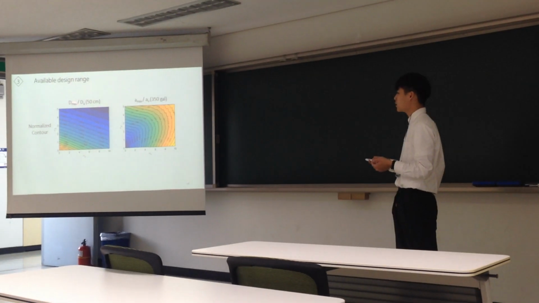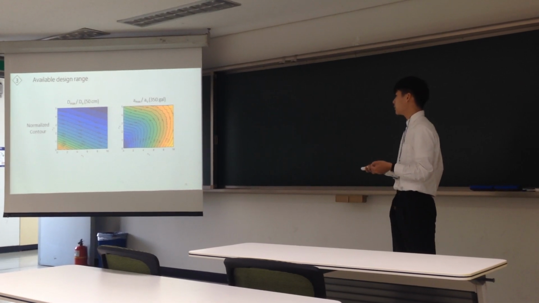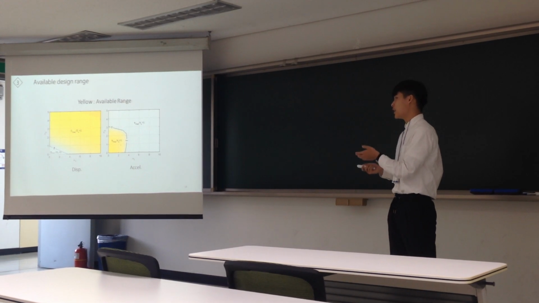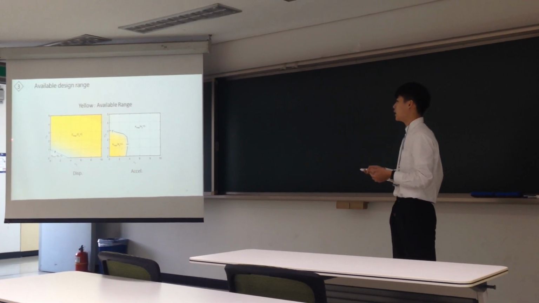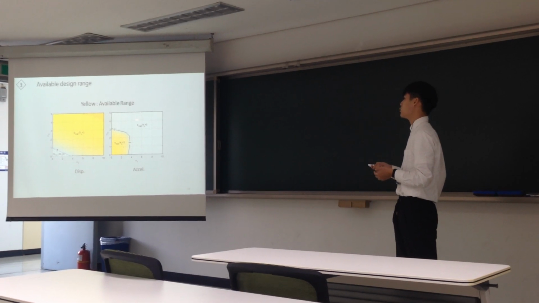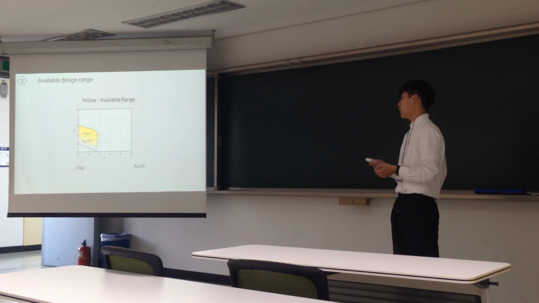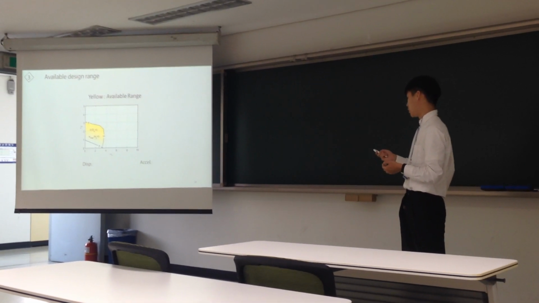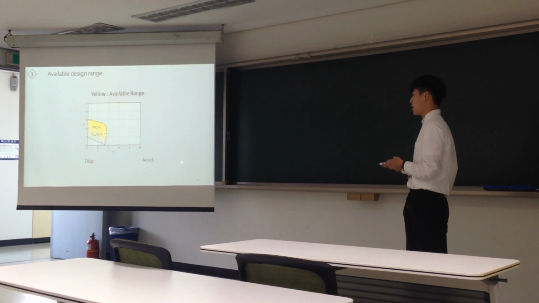The left-hand side is also the displacement response. The right-hand side is acceleration. So this slide is normalized displacement and acceleration response, and the yellow color means the available range. And when we combine these two figures together, it will come up with a small figure here. And this is the final available range, which combines two displacement response and acceleration.